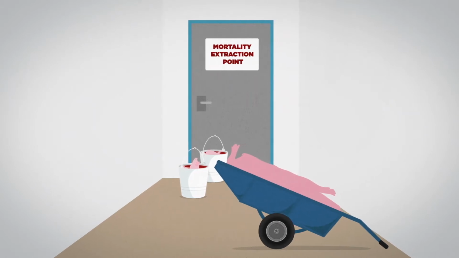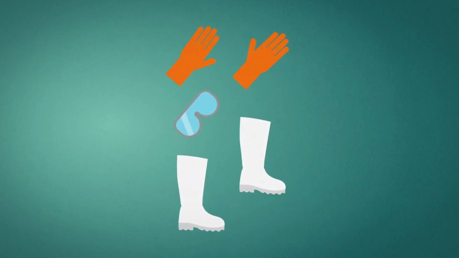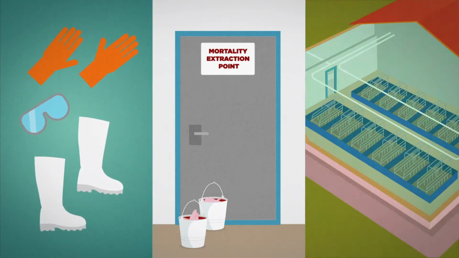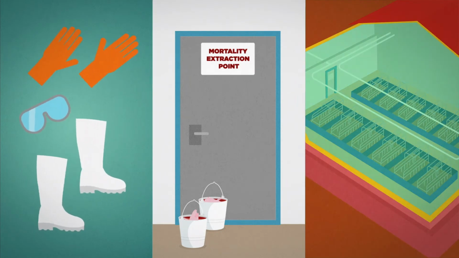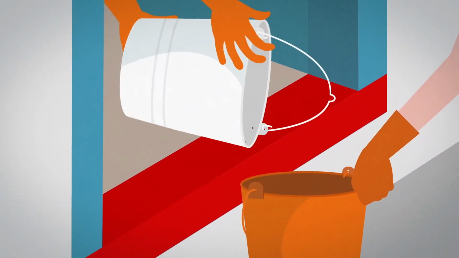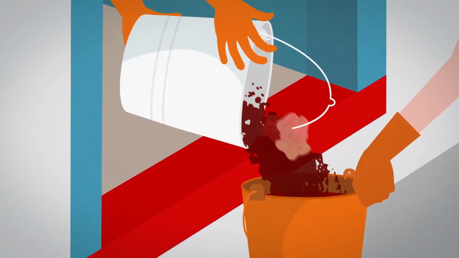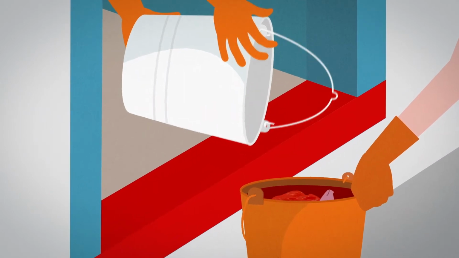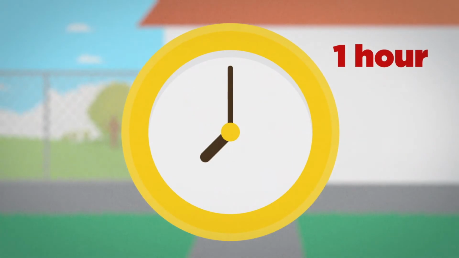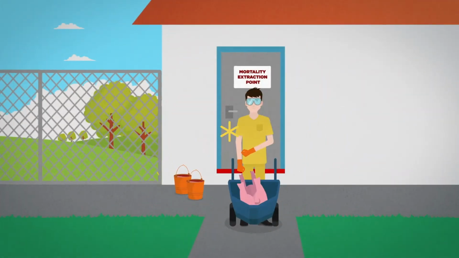Keep in mind that to collect and remove mortality, you must use personal protective equipment. Use only designated extraction points. Pay attention and respect the clean, dirty line at each extraction point. Once on the dirty side of the extraction point, carcasses and afterbirth must be disposed of within 1 hour to avoid attracting pests or wildlife.